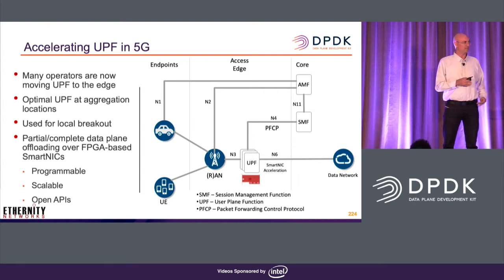And it seems that this is something that's been catching on quite nicely. It's called something like local breakout. You have a big UPF at the data center terminating all the data flows, but you also have a distributed UPF, so you can break out to the internet directly at the edge. Now, this creates a unique opportunity because a UPF at the edge is something that is happening at a small location.